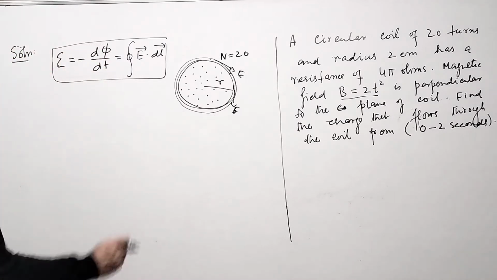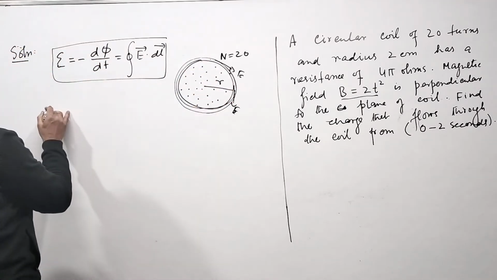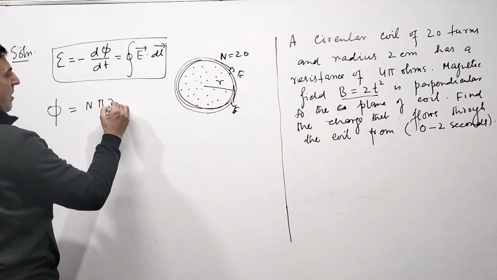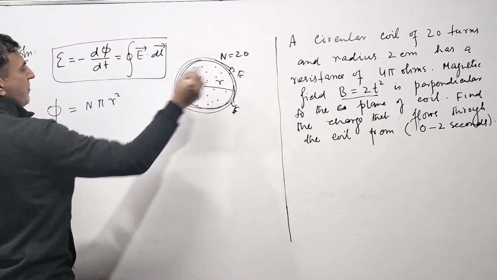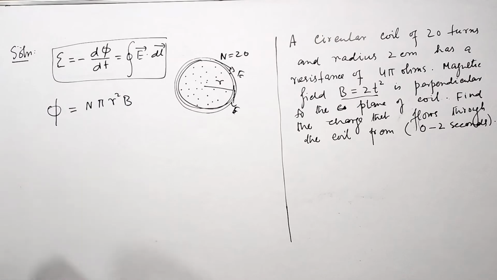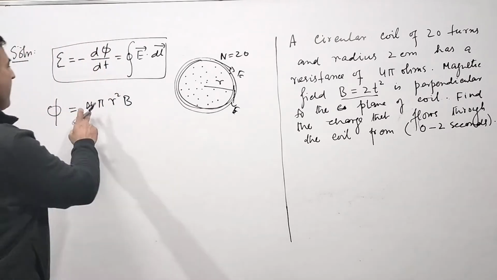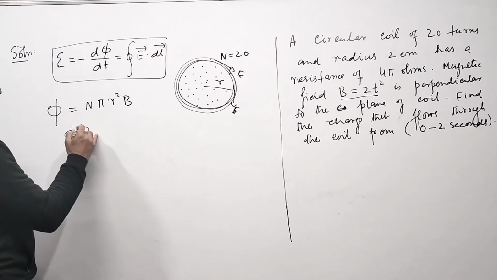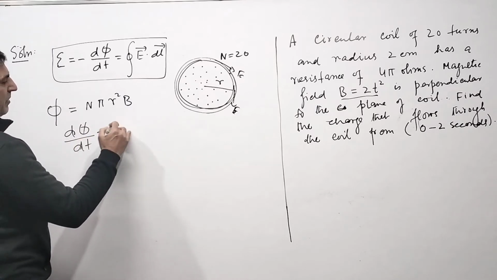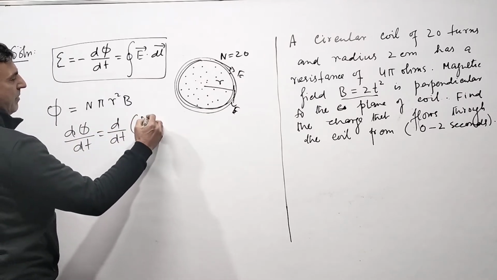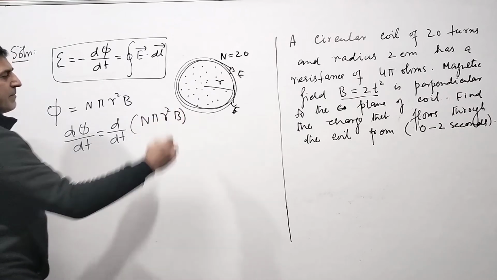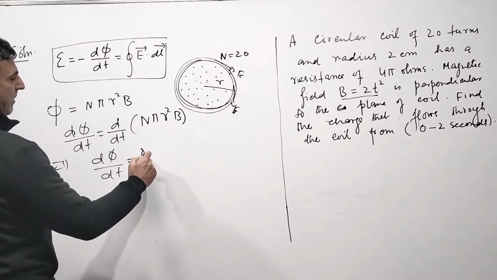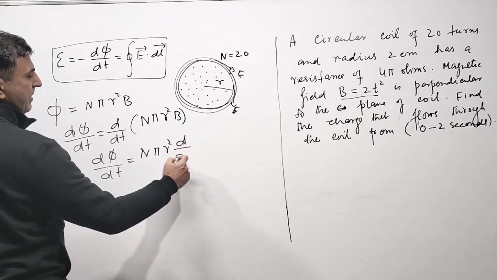Anyway, so first of all, let me tell you what is the flux here. Flux is equal to N times number of turns, pi r square, that is area, and magnetic field, B. This is the flux. Area into magnetic field is the flux, but N number of turns. So, differentiate both sides. d phi by dt is equal to d by dt of N pi r square B, right? Now, d phi by dt is equal to N pi r square d by dt.